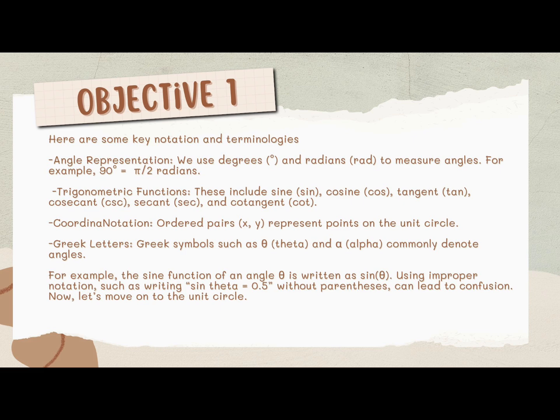Coordinate notation: ordered pairs (x, y) represent points on the unit circle. Greek letters: Greek symbols such as theta and alpha commonly denote angles. For example, the sine function of the angle theta is written as sin(theta). Using improper notation, such as writing sin theta = 0.5 without parentheses, can lead to confusion. Now, let's move on to the unit circle.